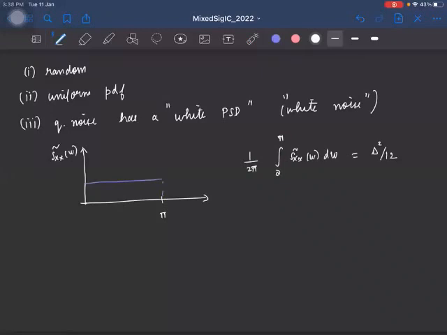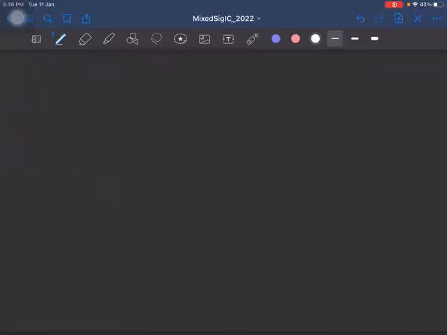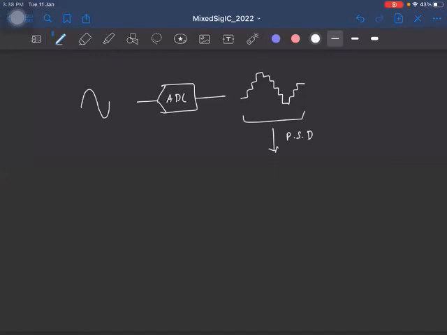With this understanding, let's get back to our earlier problem, that is how to measure the SQNR of the ADC. What we do is give a sinusoidal signal with a maximum amplitude to the ADC. At the output, we get a quantized signal, something like this. This signal contains both the signal and the quantization noise. So we treat it like a random signal and take the power spectral density.